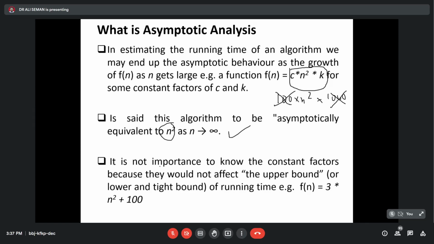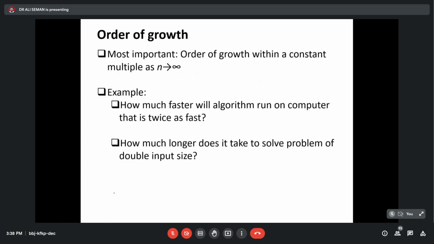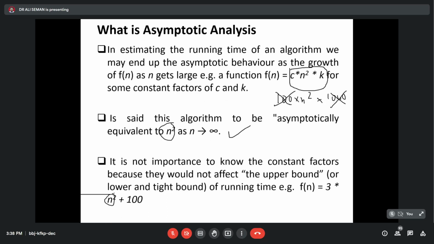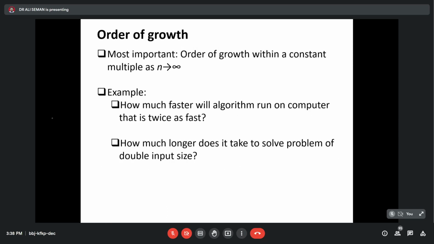It is not important to know the constant factor, as I mentioned just now, because they wouldn't affect the upper bound, lower bound, or tight bound of the running time. For example, if we have this function, we obtain 3 times n squared plus 100 here. Actually, we can conclude it's only n squared. Maybe you still don't understand. Don't worry. After this, I will explain again why you get this, and maybe you can relate back to the statement here.